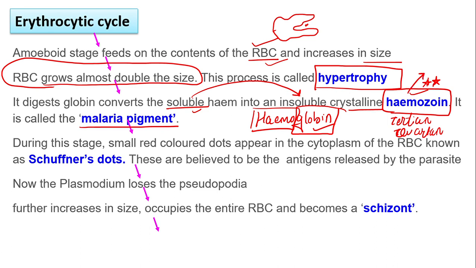Whenever there is release of hemozoin, whenever RBC burst and hemozoin is released, there will be fever. Okay, fever कौन cause करता है? It is hemozoin. Now during this stage, small red color dot appear in the cytoplasm of the RBC known as Schaffner's dot.